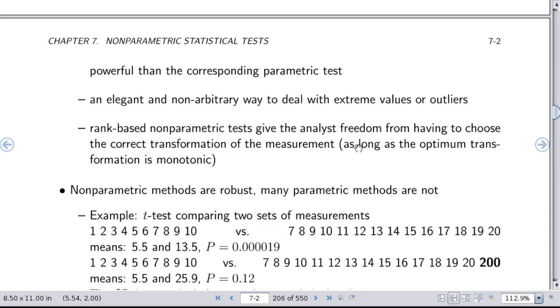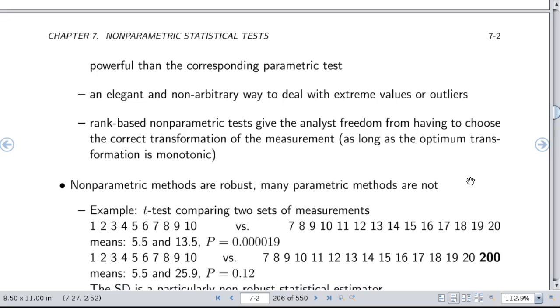Nonparametric methods are very elegant for handling extreme values where you don't get tempted to delete data, which is not really reproducible, and some would say not very scientific either. But nonparametric methods are robust, and they're not going to be greatly affected by extreme values or outliers. So it gives you a very simple way to handle that. And it gives the analyst a lot of freedom because you don't have to know the proper transformation of the response variable. And nonparametric methods really give you the same result no matter how you transform the data, as long as the transformation is, say, monotonic. It doesn't go up and back down. So nonparametric methods are much more robust than parametric methods.